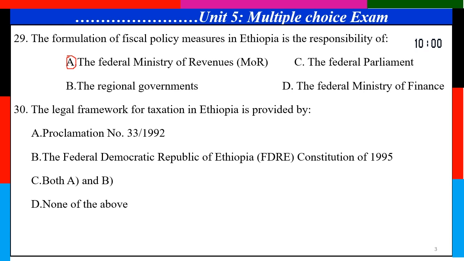So the legal framework for taxation in Ethiopia is provided by both A and B. That means proclamation number 33/1992, and again the Federal Democratic Republic of Ethiopia Constitution, which was adopted around 1995.